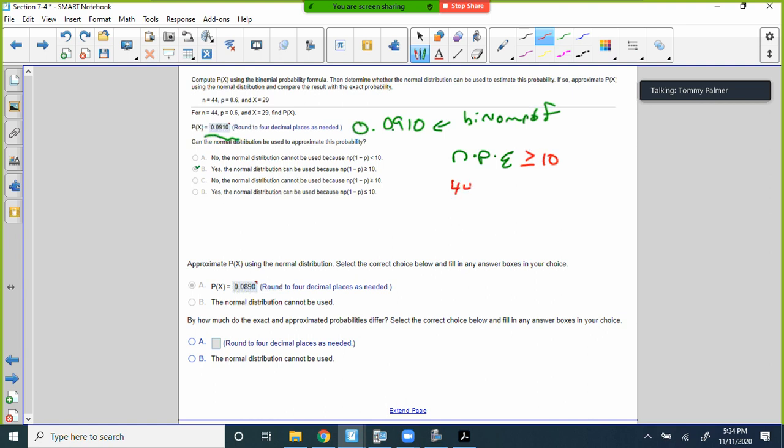Well, the n is 44, the p is 0.6, and the q, which is the failure, the 1 minus p, is 0.4. And that has to be greater than or equal to 10. When you do that, you get 10.56. Is that greater than 10? It is. So yes, we can use a normal distribution because n times p times q, which is 1 minus p, is greater than 10. So that's why selection B is there. Okay, any questions on that?